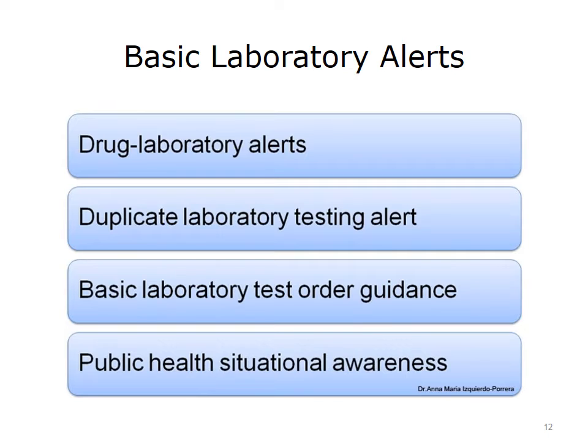Basic laboratory alerts include drug lab alerts, which, as stated previously, are generated when drug administration requires close monitoring of laboratory results before and/or after administration. Duplicate laboratory testing alerts are generated when the patient has already had the lab test ordered. Basic laboratory test order guidance is an alert that provides ordering information with respect to the particular lab test being ordered. Finally, alerts can be generated to notify clinicians of public health alerts so that they can initiate appropriate laboratory testing during local disease outbreaks.